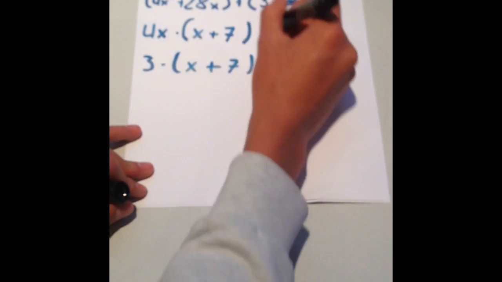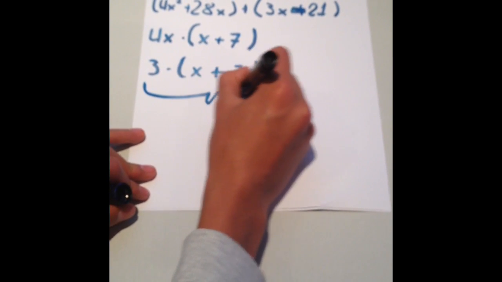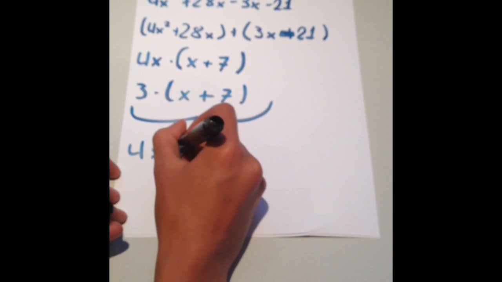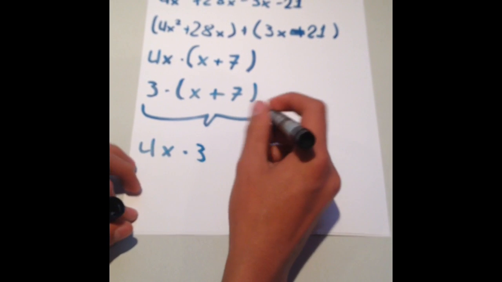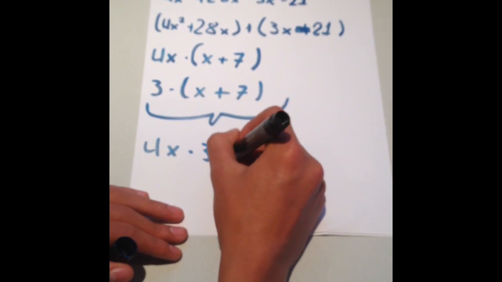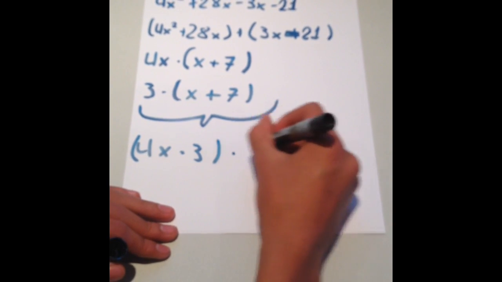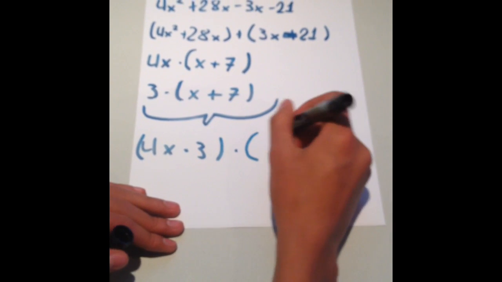So the next step you have to follow is to combine the like terms to be able to get two parentheses. So it will be 4x plus 3, in a parenthesis, times x plus 7.